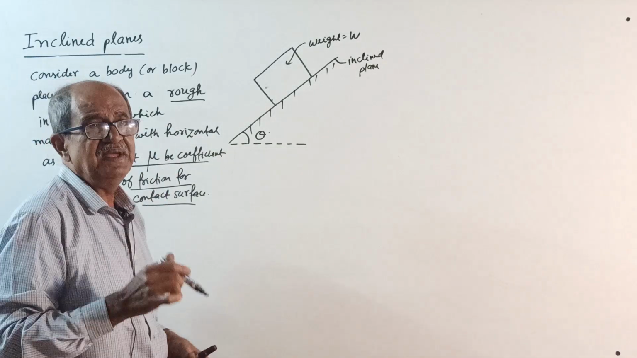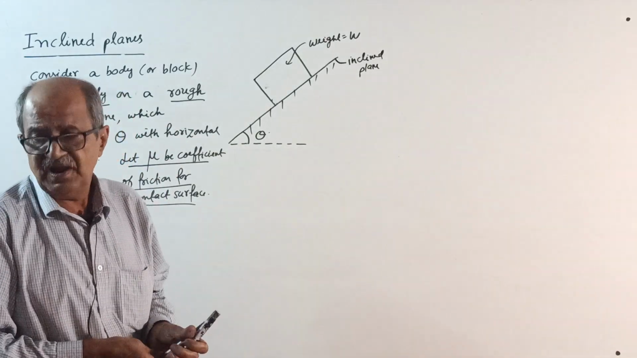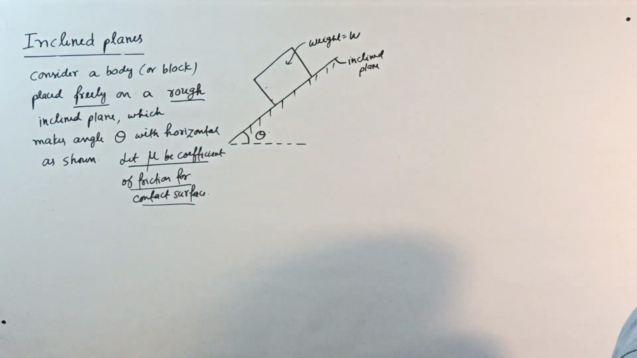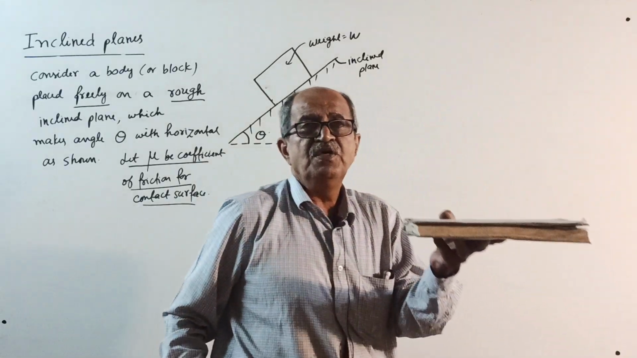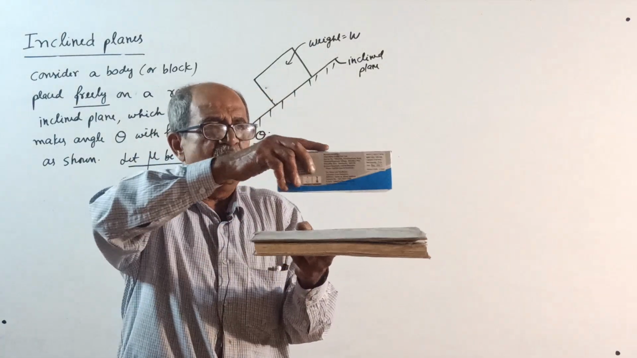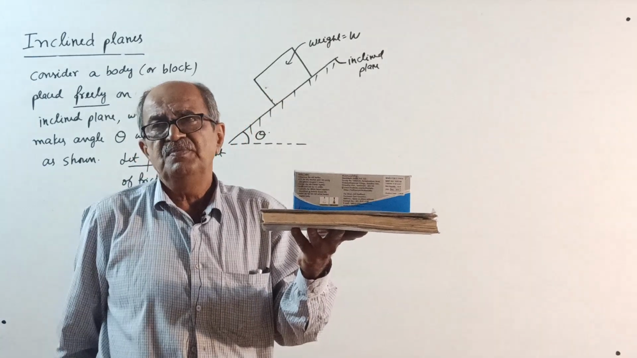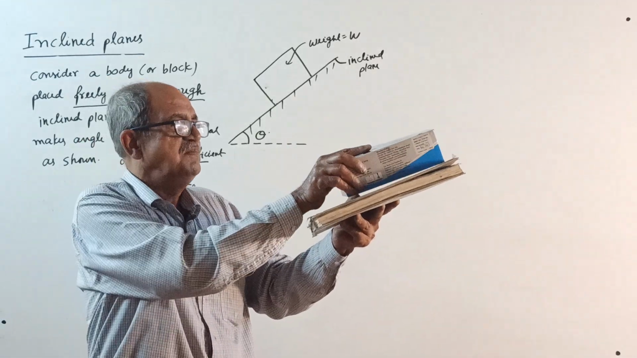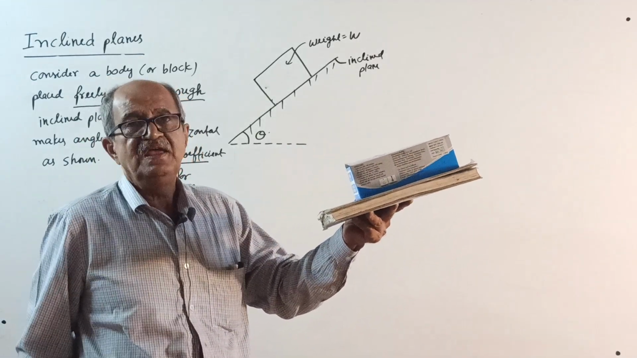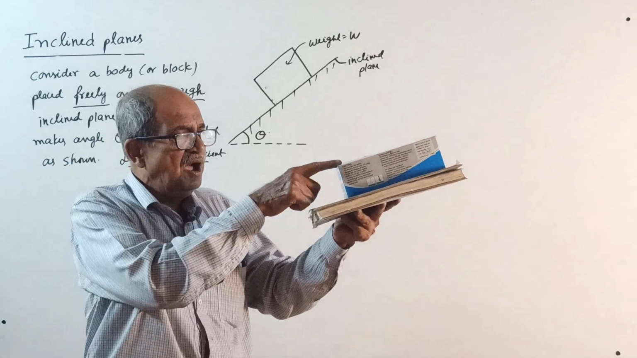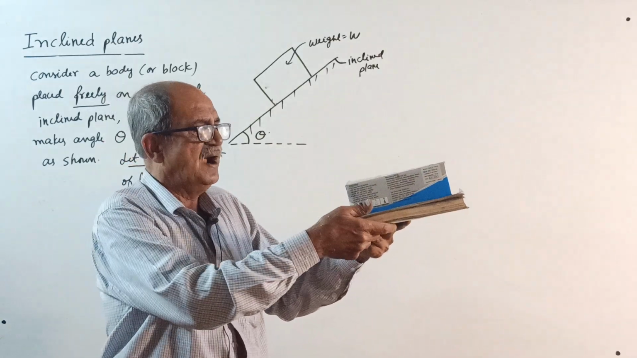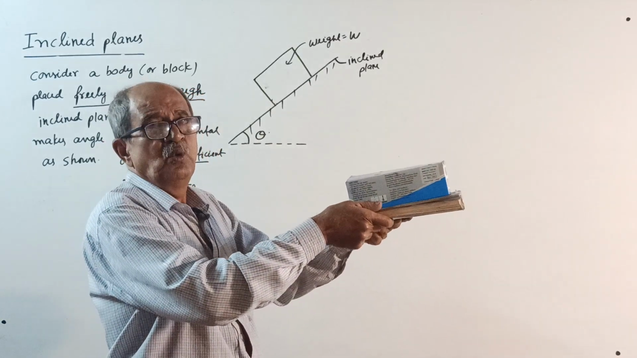I will explain something now. You should write it after the class. This is a horizontal plane, and I placed a block here. These are earlier cases. Now see, an inclined plane. I will place a block, freely placed. You can see the block is still at rest. It is not sliding. Now I will slowly increase the angle.